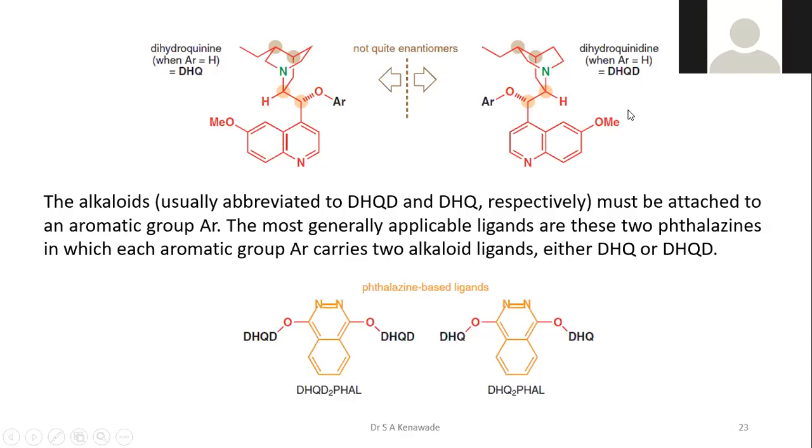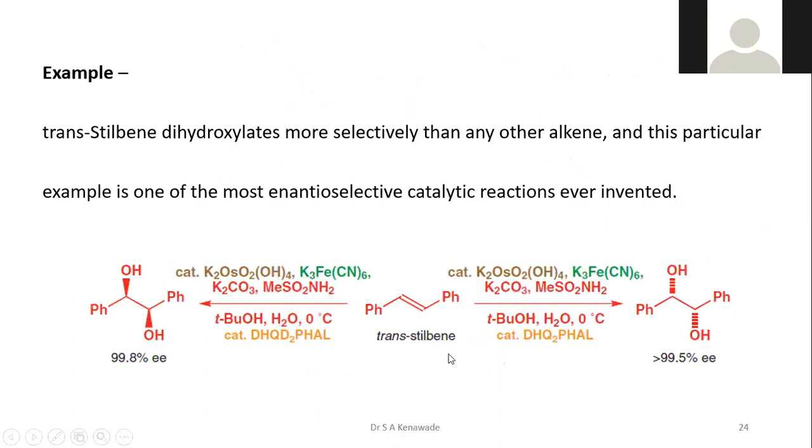These are alkaloids. Then a generally applicable ligand is phthalate, in which each aromatic group carries two alkaloid ligands, either DHQ or DHQD. This is your phthalate. And this phthalate is attached to DHQD or DHQ to form the reagent. Here is an example of the reagent.